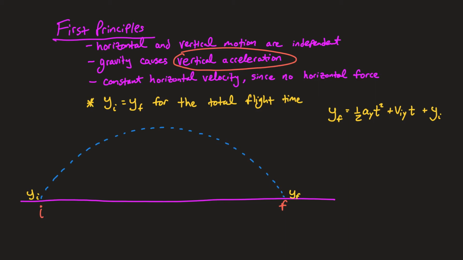Now, an important discovery in this problem is that when you hear the phrase total flight time, you need to turn that into a picture where you're looking at the whole path. When you start labeling that picture with symbols like initial y position and final y position, you start to see that they're equal to each other for the total flight time. The final vertical position is identical to the initial vertical position. That's a huge fact here because it's going to allow us to use our second equation of motion in a simple way.